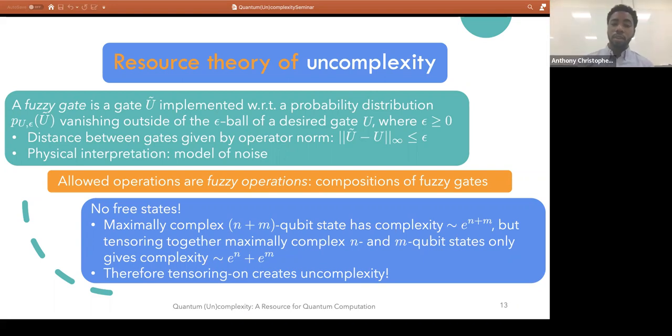Yes, that's where the argument comes from: I could consider it without the tensoring on, and I get a different complexity than I would if I were to tensor them on. By tensoring them on, I can make a comparison between those complexities, and I see that I start off with less than maximal complexity if I tensor them on. So in that way I could create uncomplexity by this tensoring on process.